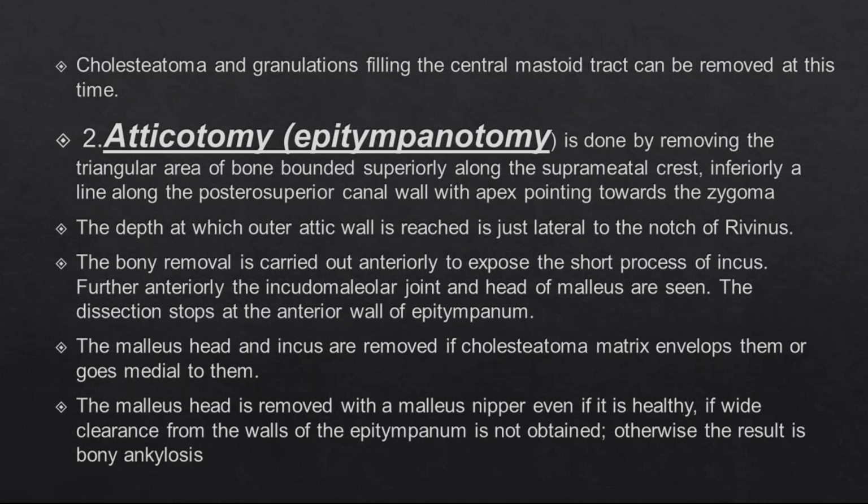So you drill out the cog to enter into the anterior epitympanum. The cholesteatoma mass also has to be removed from the anterior epitympanum. If you leave it, then definitely the patient will have a recurrence.